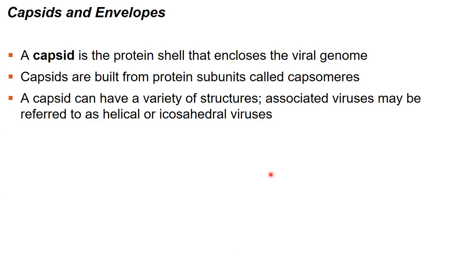So the protein coat, or the proteins that surround and protect the viral genome, form a structure called the capsid. The capsid is basically the protein coat, and it is built from protein subunits called capsomeres. Now, different viruses have different shapes of these capsids. Okay. So some capsids are helical or icosahedral.